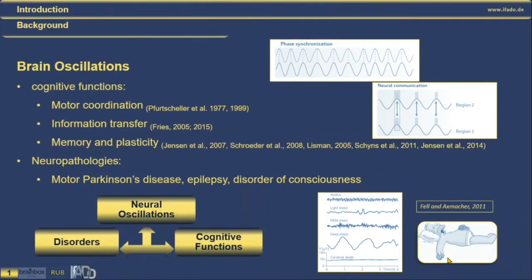According to previous researchers, neural oscillations are related to many higher-order cognitive functions such as motor coordination, information transfer, or memory and plasticity. They are also influenced by vigilance level, linked to cognitive states such as sleep and consciousness, and associated with many neuropathological disorders like Parkinson's or epilepsy.